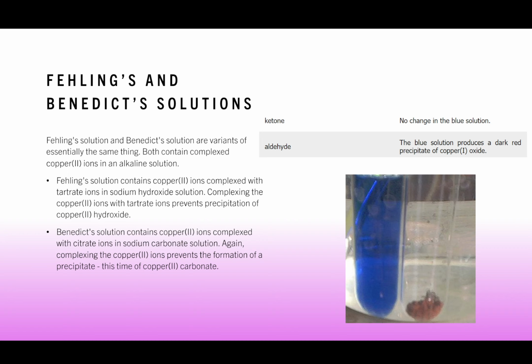So with Fehling's solution, the ketones will not react, the solution will remain blue. Aldehydes will, of course, react, forming a deep red copper oxide, and that is our red precipitate there. All right. So aldehydes are reactive here, ketones are not. Any questions? All right. Any questions at all? Okay, moving on.